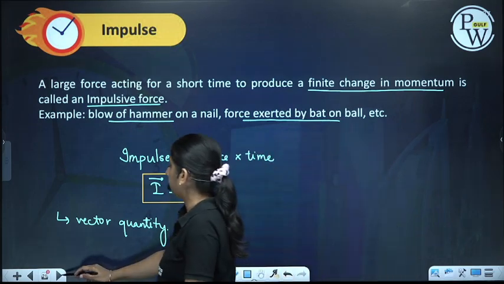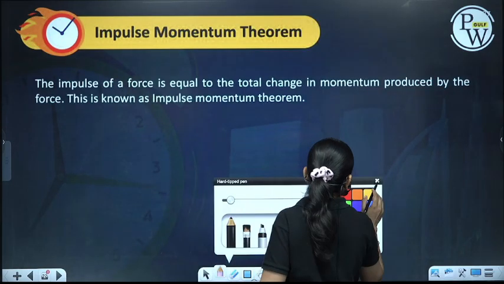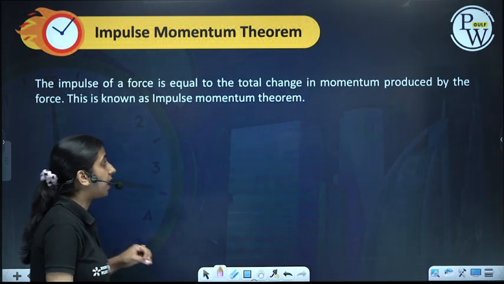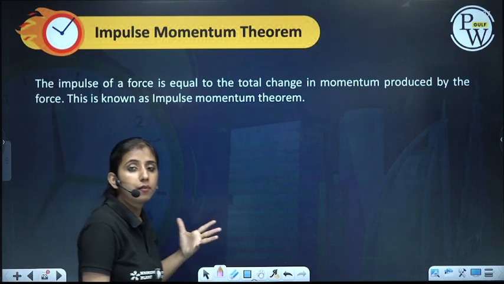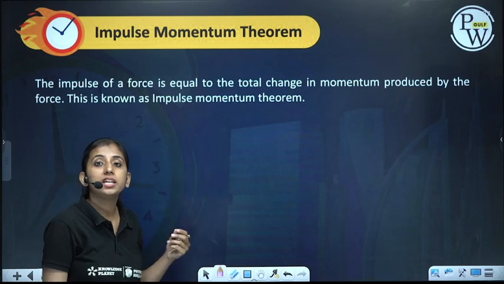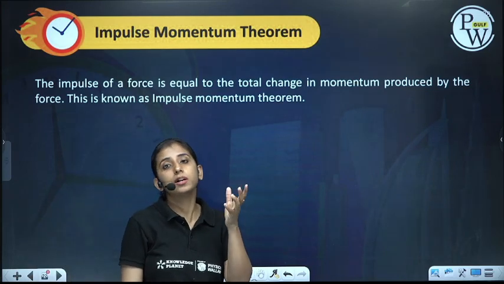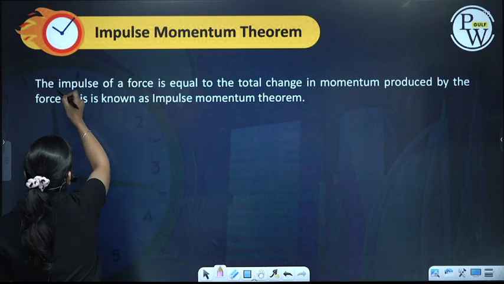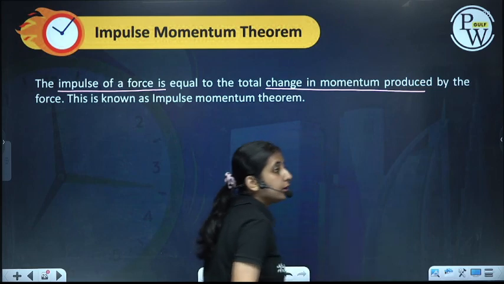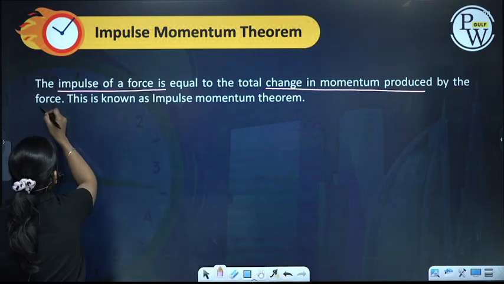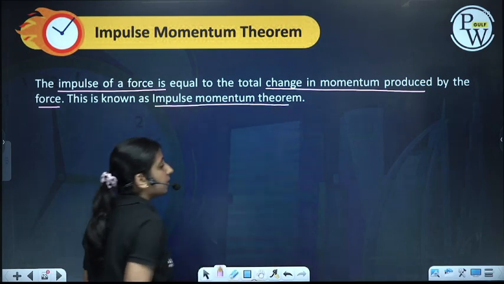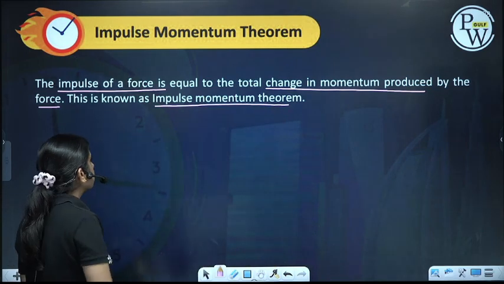Clear? Now let us see the impulse-momentum theorem. What is the impulse-momentum theorem? It says that if a large force is acting for a very short interval of time, then the impulse imparted to the body is equal to the change in linear momentum of the body. Impulse of a force is equal to the total change in momentum produced by the force. This is called the impulse-momentum theorem.